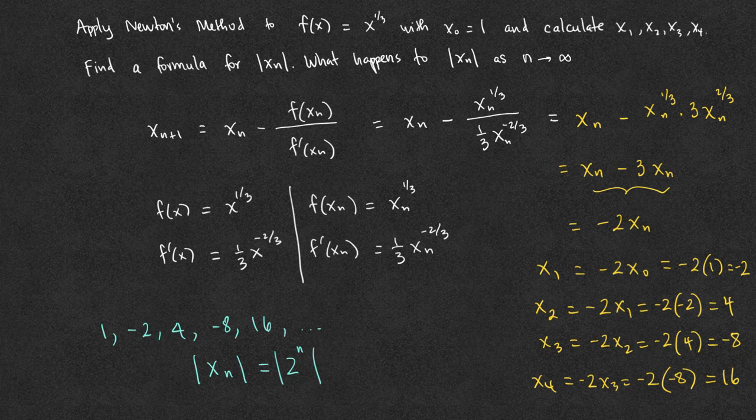If we take the limit of this x sub n as n goes to infinity, 2 to the n goes to infinity, which is not any finite number at all. So the limit doesn't exist. This means that this sequence does not converge. So we will not have a solution in this case.